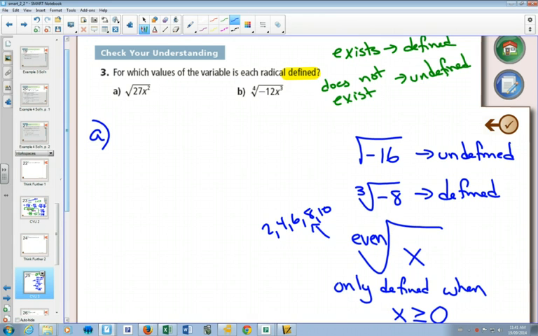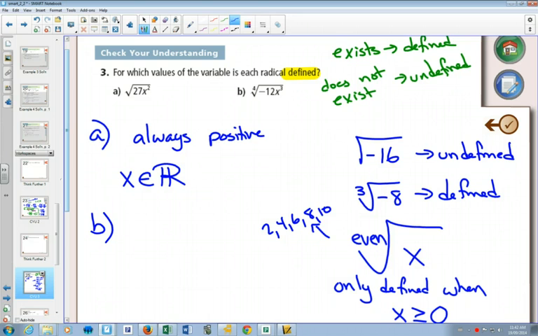Okay? So for A, you look at it, you make a mental note that it's always positive. So when is it defined? It is always defined, and we would say that by saying x can be any number, because inside will always be positive. For B. Yes, Chris. It needs that extra line to show that that's the symbol for real numbers.